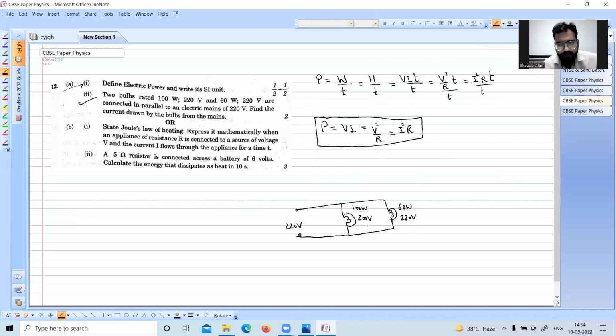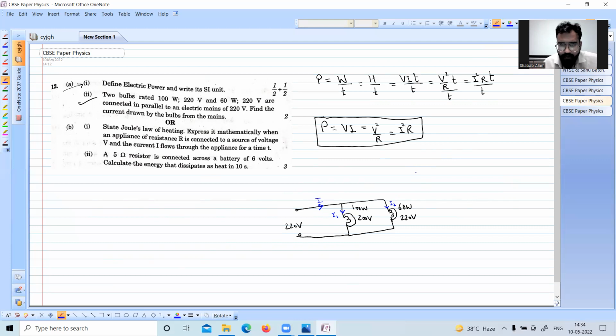Okay, fine, and their wattages are given different. Find the current drawn by the bulbs from the mains. How much is the current drawn by the bulb of 100 watt? This is I1. How much is the current drawn by the other bulb? That is I2. So if we find the value of I1 plus I2, that will be the total current drawn from the mains by the bulbs.